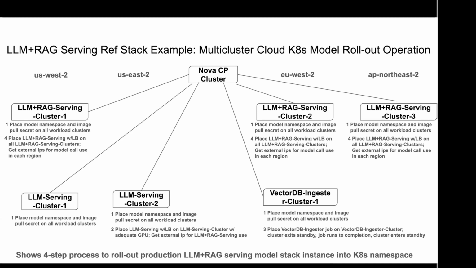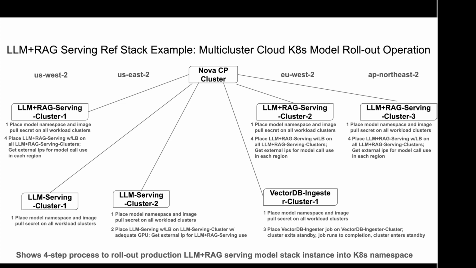Next, we deploy the vector database over on the VectorDB ingester cluster 1. And last but not least, we deploy our LLM RAG serving front end, basically with external IPs across the 3 clusters in US West, US East, or EU, Europe West, and Asia Pacific Northeast. There we've got our front end, and then we've got the primary backend components, the vector database and the LLM serving models across the other 2 clusters.